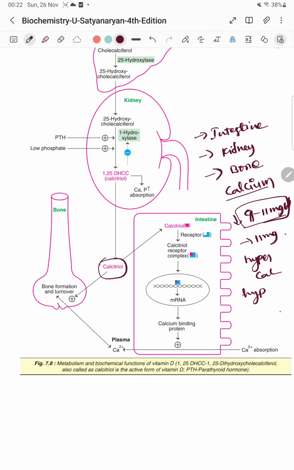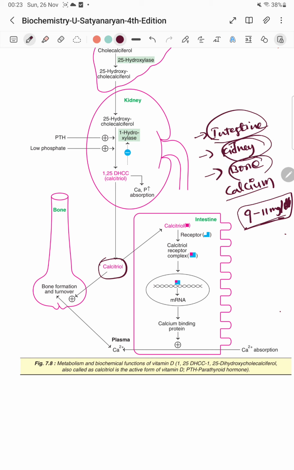This creates a problem. So we have to maintain it within the normal range, that is 9 to 11 mg per dl. If you want to maintain this normal level of calcium in the blood, you need vitamin D. Vitamin D works on the intestine, kidney, and bone, and maintains the normal level of 9 to 11 mg of calcium in the blood. Now we're going to see how vitamin D maintains the normal level of calcium in the plasma, 9 to 11 mg per dl, the healthy level.